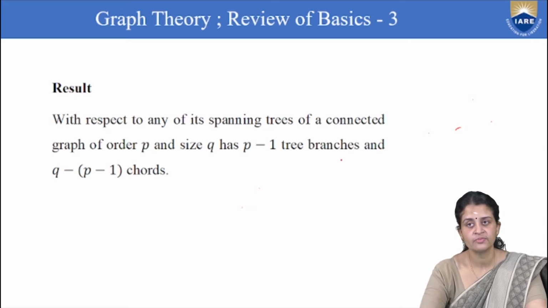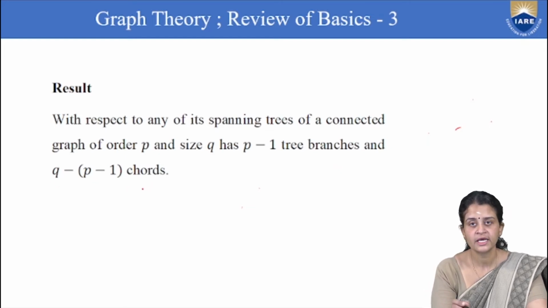With respect to any of its spanning trees in a connected graph G of order P and size Q, it has P minus 1 tree branches and Q minus P plus 1 chords. We know that if a given graph is a tree, it has P minus 1 edges, that is the number of branches must be P minus 1. And how many chords can we find? Remember from the definition that branches are those edges which belong to the given spanning tree, and chords are those edges which are not the branches of the given spanning tree.